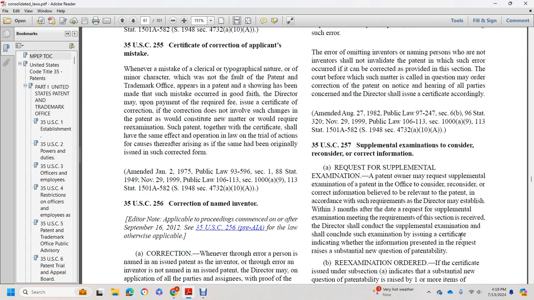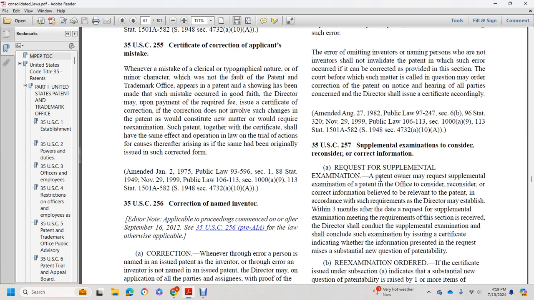Alright, Title 35, U.S. Code, Section 257, Supplemental Examination, to consider, reconsider, or correct information. Request for supplemental examination: the patent owner may request supplemental examination of the patent with the Office to consider, reconsider, or correct information believed to be relevant to the patent, in accordance with the requirements established by the Director, within 3 months after the date of the request for the supplemental examination, meeting the requirements of the section.